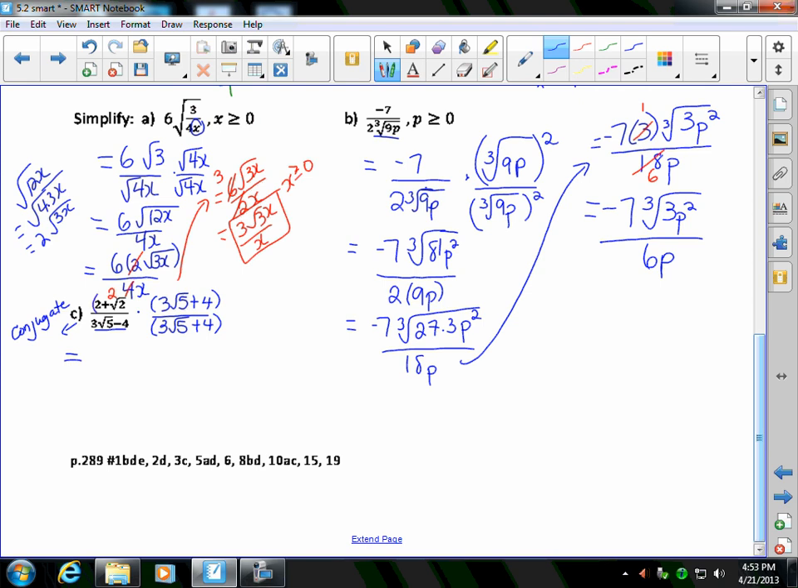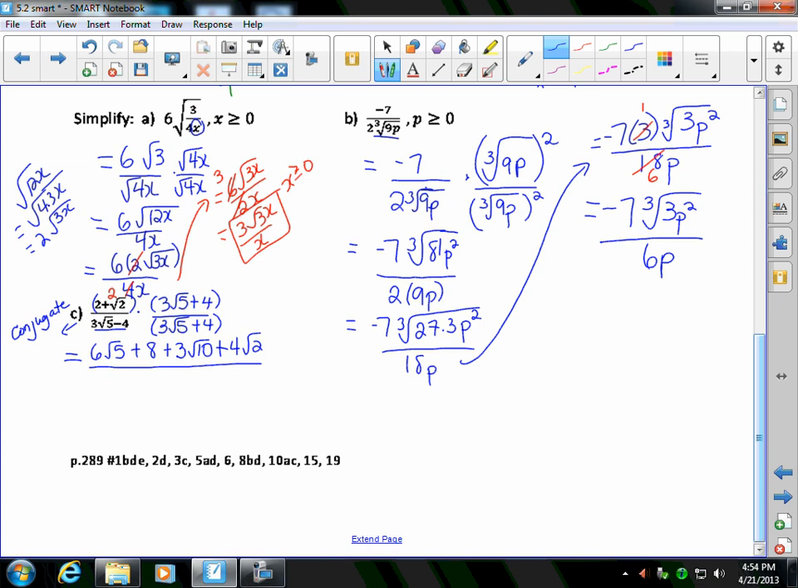So on the top, that means I'm going to FOIL. So 2 times 3 square root 5 is 6 square root 5. First times first, outsides. 2 times 4 is 8. Inside is square root 2 times 3 square root 5, so that's 3 square root 10. And my last is square root 2 times 4, so 4 square root 2.